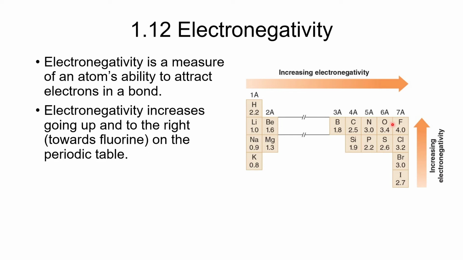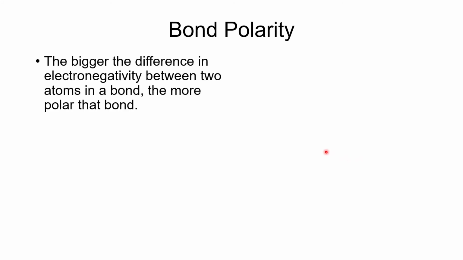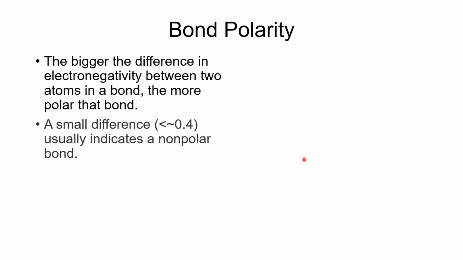All right, so again, fluorine is the most electronegative. I recommend just kind of getting an approximate. You don't necessarily have to memorize these, but get these down pretty well. And it's not too bad. That's a limited number, so you can do it. All right, so when it comes to bond polarity, the bigger the difference, the more polar the bond is. We'll find that if you have a very small difference in electronegativity, so a difference of less than approximately 0.4, then that's usually going to indicate a nonpolar bond.